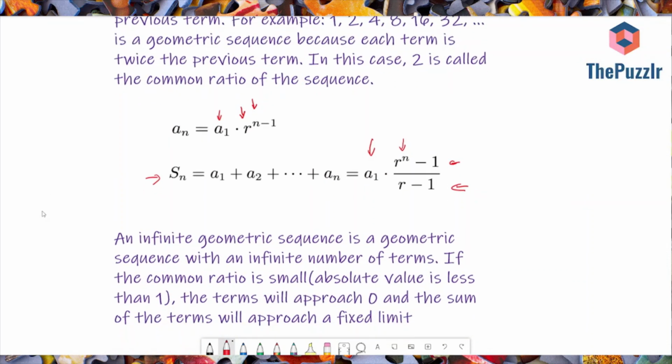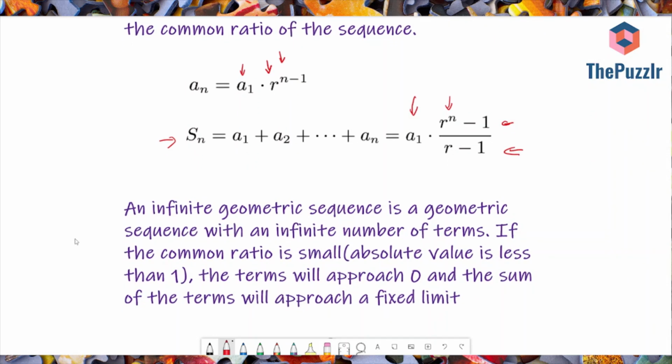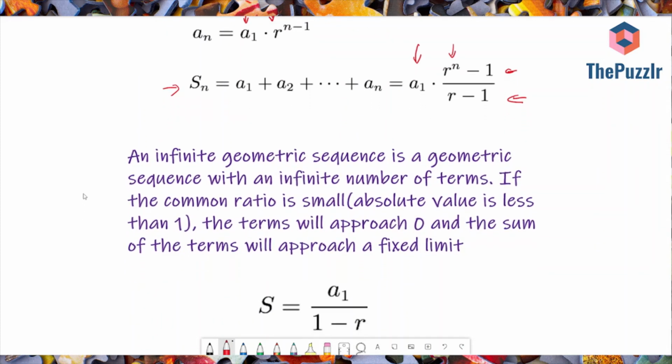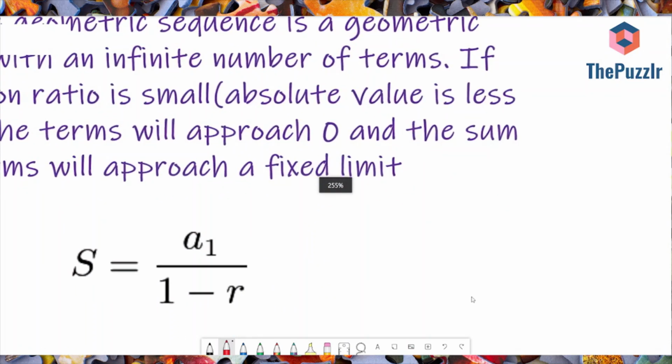Now, something that's really cool with geometric sequences are infinite geometric sequences, in which there's an infinite number of terms. Usually you can't really do anything with them, but if the common ratio is small, which means that the absolute value is less than 1, the terms will start to approach 0 and the sum of the terms will approach a fixed limit. For example, if we have the sequence 1, 1/2, 1/4, 1/8, 1/16, and so on, you'll see that this will keep on going and eventually the terms will be very little.